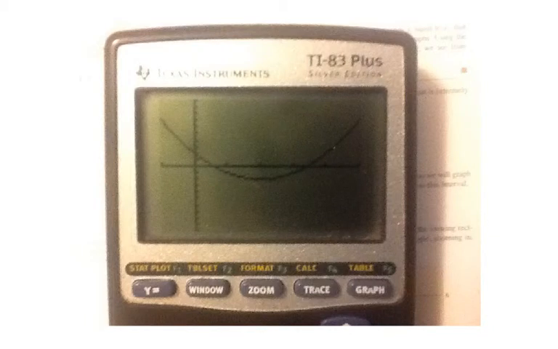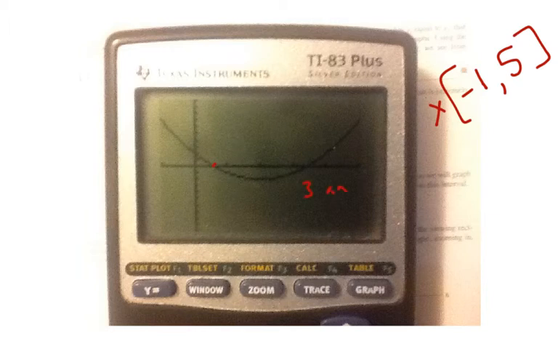If instead I want to graph this and find the solutions, when I graph this in my calculator, I changed the window settings. I didn't change y, but I changed x to be between -1 and 5 so that I got a better idea of where my zeros were. One of them is between 0 and 1. Let's see, 2, 3, and then this one's between 3 and 4.